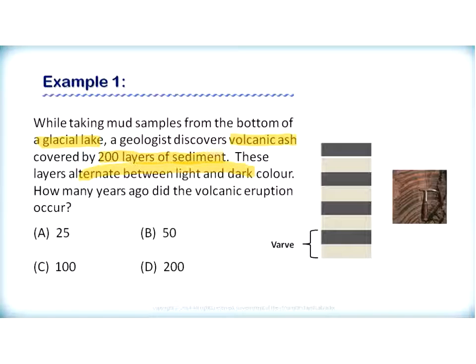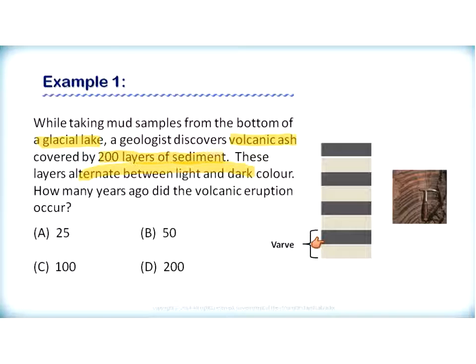If we look at the diagram to the right, we will see that one varve would include both a light and a dark layer. A light layer followed by a dark layer. That would indicate 1 yearly cycle of sediment that was deposited in the glacial lake.